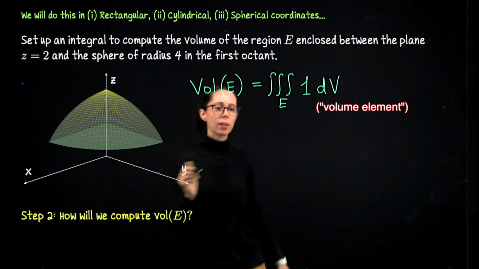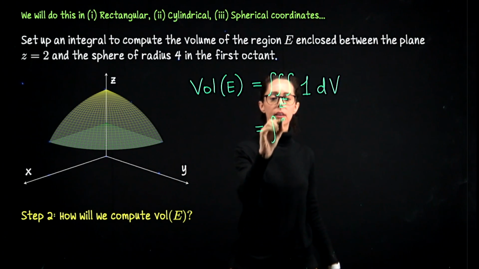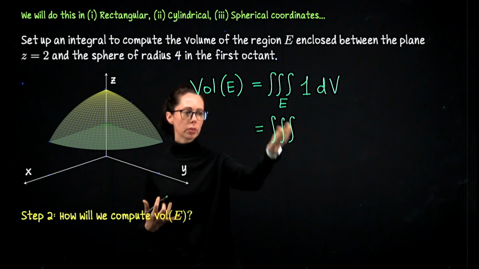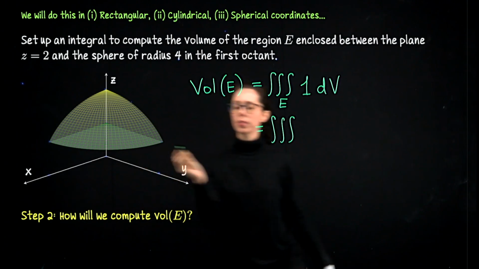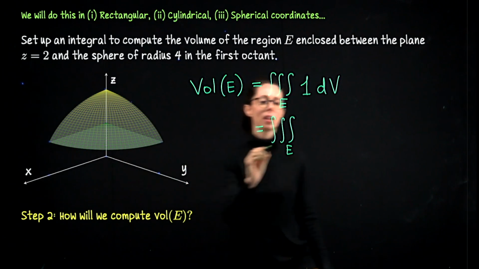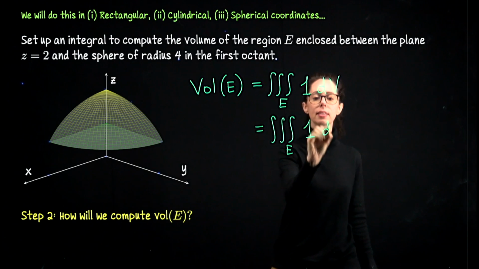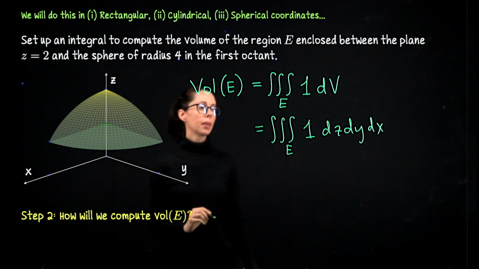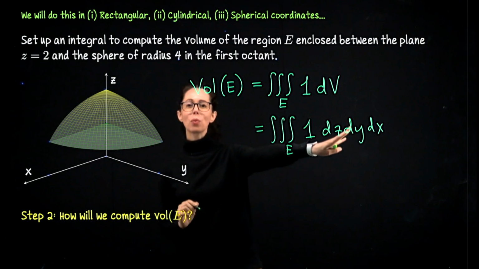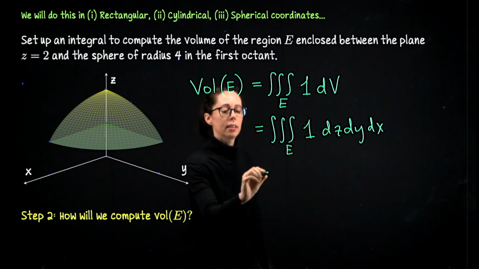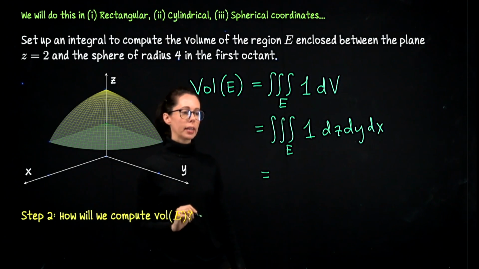So let me just write this out. The bounds are what we're going to spend a lot of time on. So we will talk about how to come up with correct bounds for this exercise. So I'm just going to leave it as triple integrate over this region 1 dz dy dx. These could be ordered differently, but I think that we will set it up dz dy dx. So that will be for rectangular coordinates.